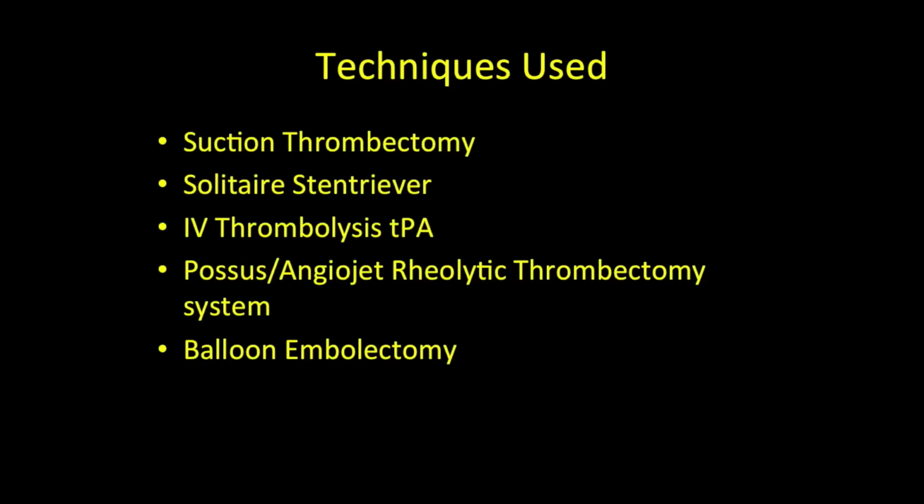A combination of techniques was used, namely suction thrombectomy using the Penumbra aspiration catheter, a Solitaire stent retriever, which was used in the superior sagittal sinus. We used some TPA through the microcatheter. We used a Possis AngioJet, which is a rheolytic thrombectomy system, and also a balloon embolectomy.